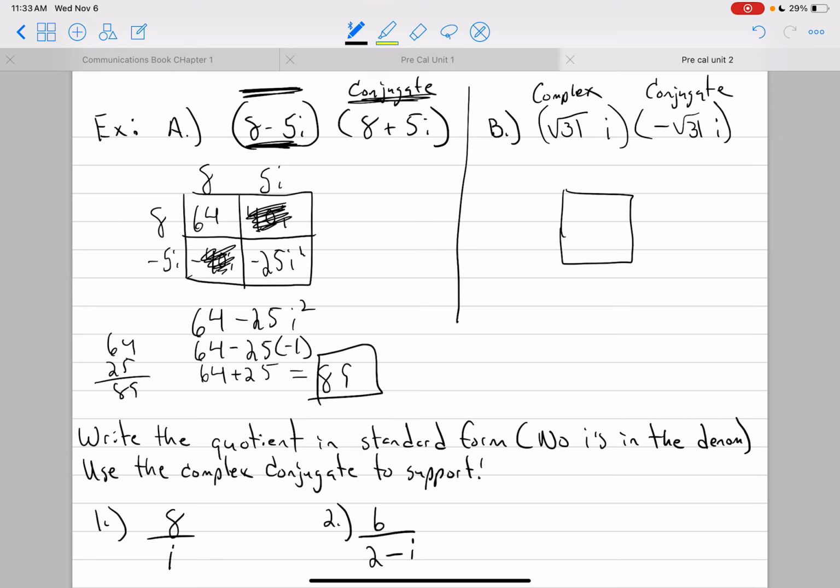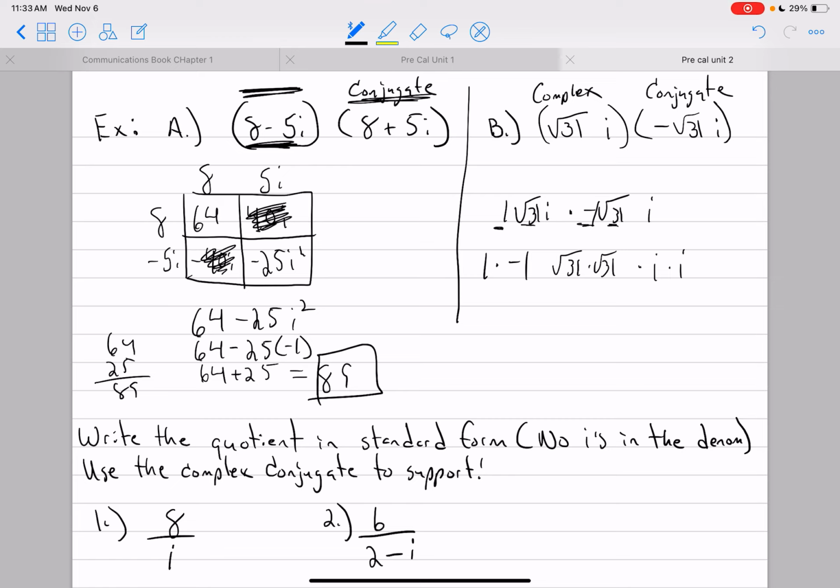So actually, let me not do it that way. So it's the square root of 31i times negative square root of 31i. Notice that this has a 1, so I end up with 1. This has a negative 1. I've got to multiply those together. I end up with the square root of 31 times the square root of 31, and I end up with i times i. Hopefully you can see where all those things came from.